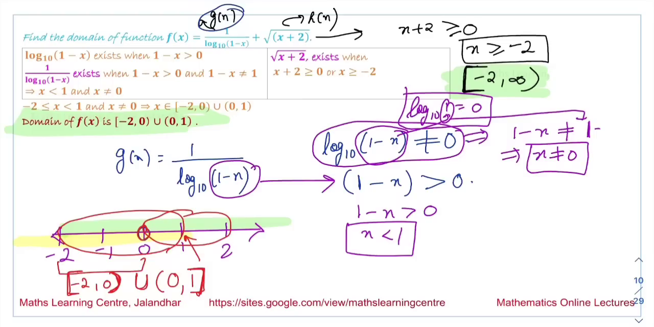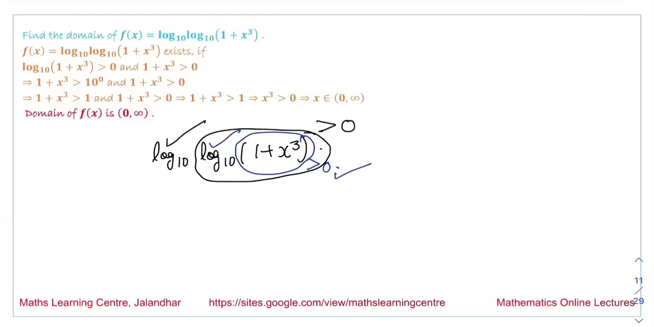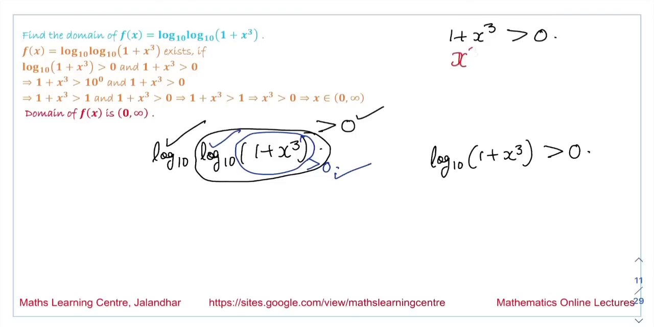The next function we have is log to the base 10 of (1 plus x cube). Now we know that the domain of this function requires this value to be greater than 0. Next, this value should be greater than 0 as well, because of this log this condition is there, and because of this log this condition is there. So 1 plus x cube should be greater than 0, and log to the base 10 of (1 plus x cube) should be greater than 0. From the first condition we get that x cube should be greater than minus 1. So this implies that x is greater than minus 1.